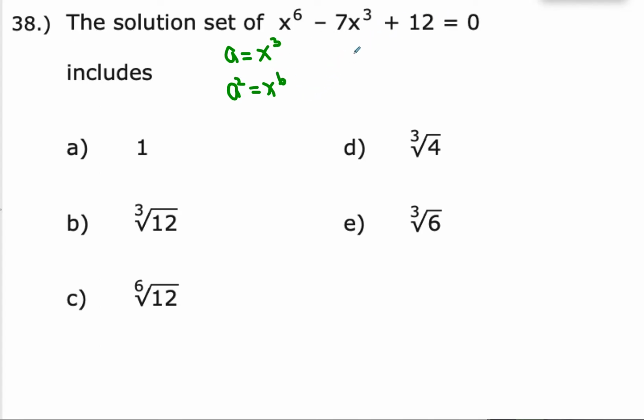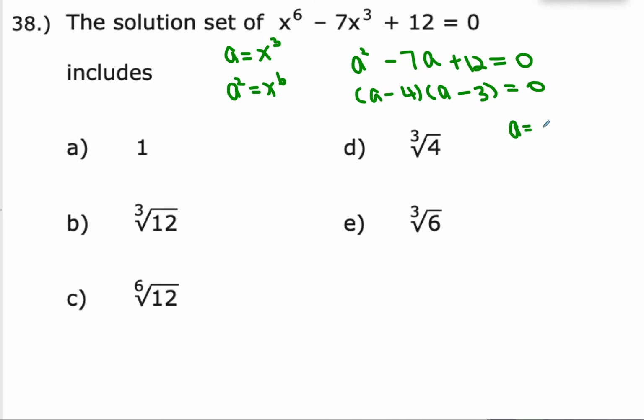So this equation can be rewritten as a squared minus 7a plus 12 equal to 0. You see, x to the 6th power, I have a squared, and x to the 3rd power, I have a. And you know that you can factor this one. So we have a minus 4 and a minus 3. These two numbers get you 12 when they multiply, but add up to be -7. So now it looks like a has to be equal to 4.